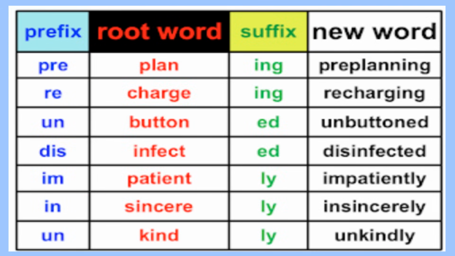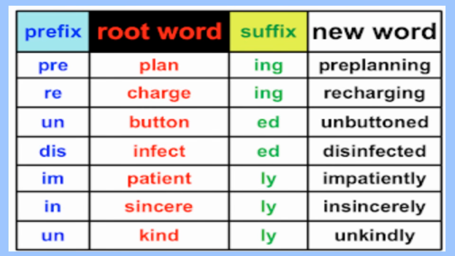And here are examples. First column, we have prefix. Second column, we have root word. And third column, we have suffix. And the last column, we have new words. Prefix pre plus root word plan plus suffix ing equals pre-planning. Prefix re plus root word charge plus suffix ing equals recharging.